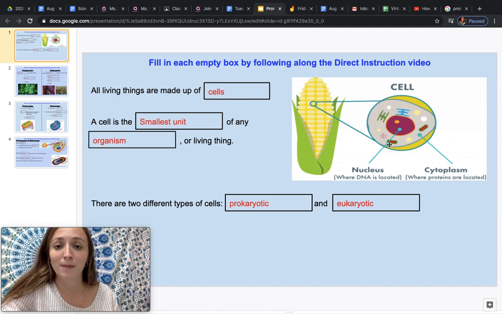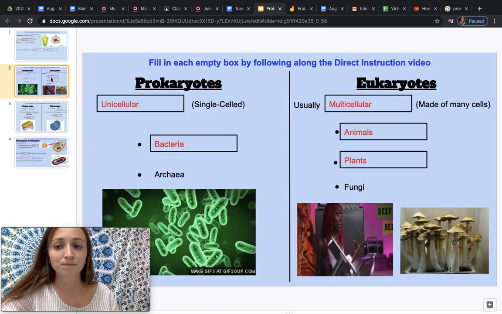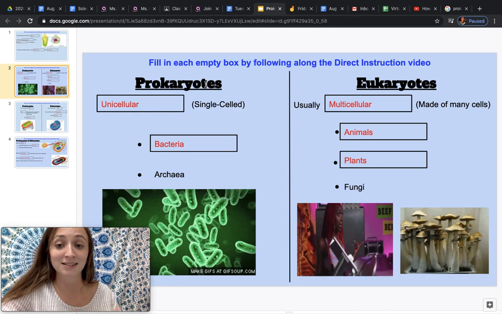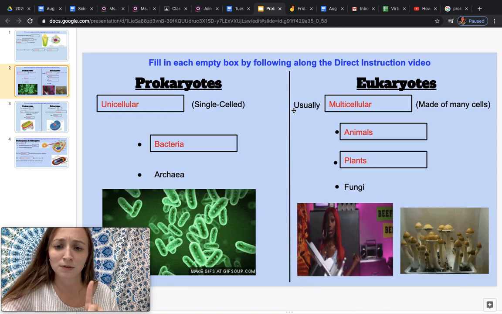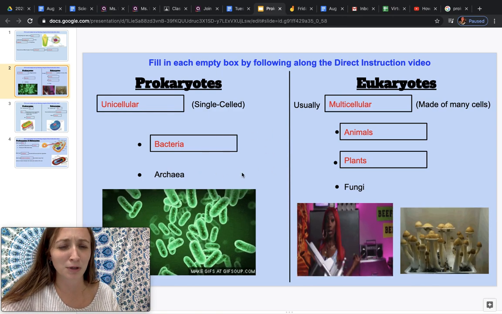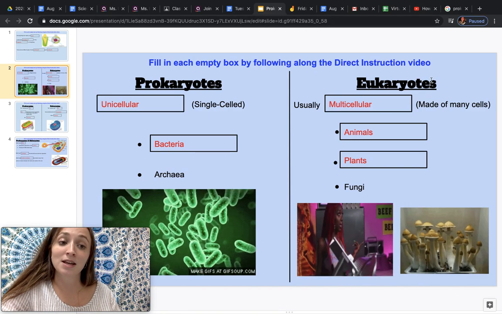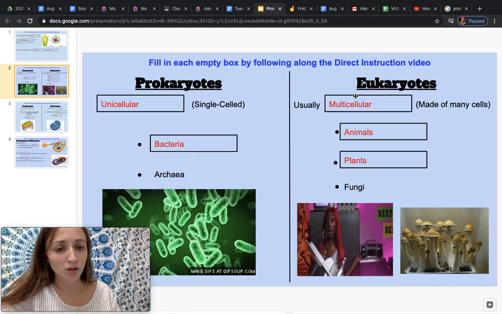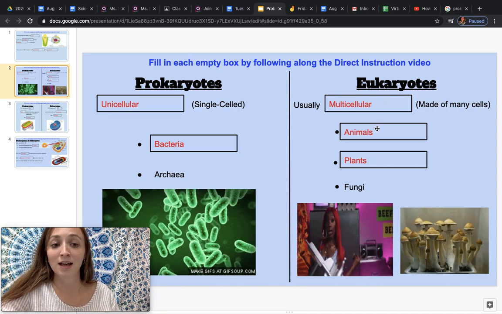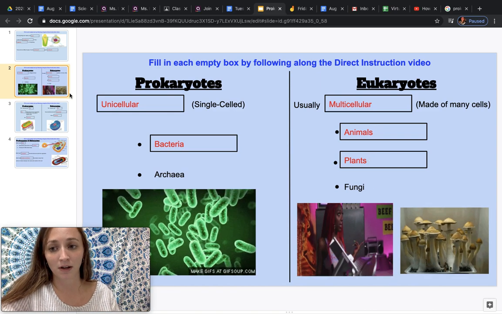Yesterday we started off talking about how all living things are made up of cells. If it's living, it's got at least one cell. And there are two different types of cells: prokaryotic and eukaryotic. If it is a prokaryote, meaning it has a prokaryotic cell, it's single-celled. It's only one little cell. That's going to be the bacteria and archaea. And remember, those two things are very similar. If it's not a prokaryote, it's a eukaryote. That means that it is usually going to be multicellular, meaning it's made up of many cells. That's going to be your animals or humans, plants, and fungi.